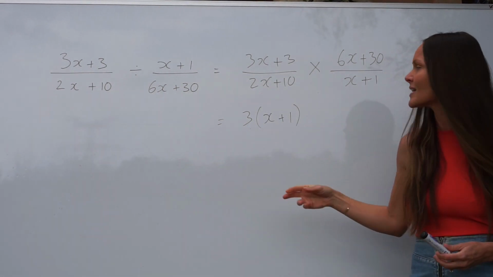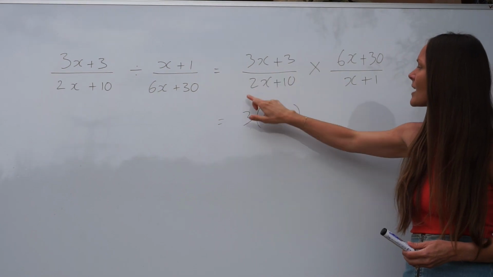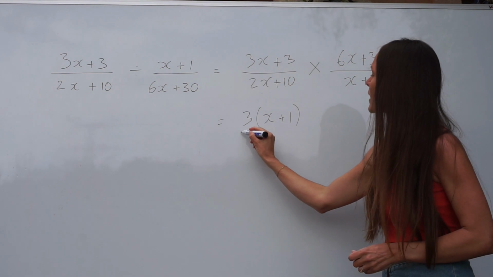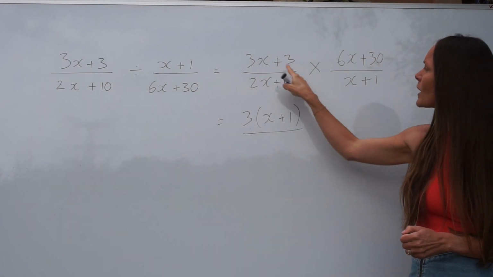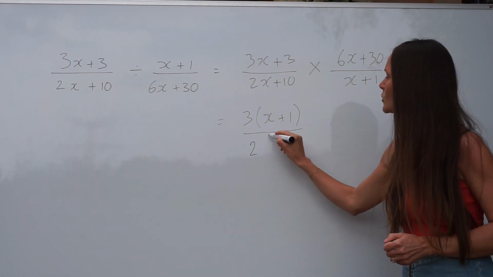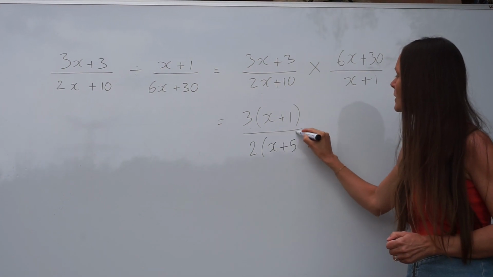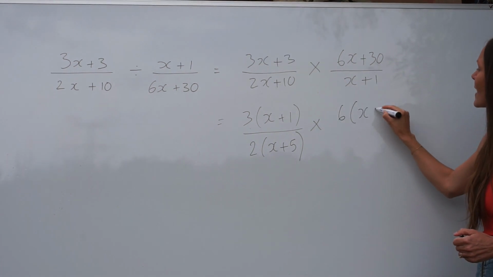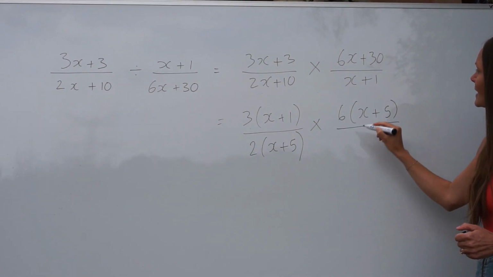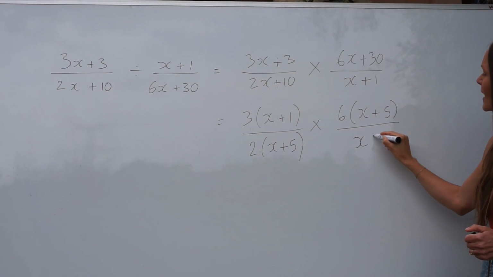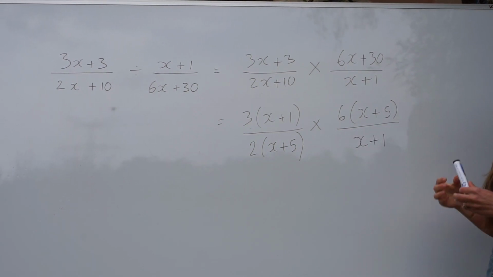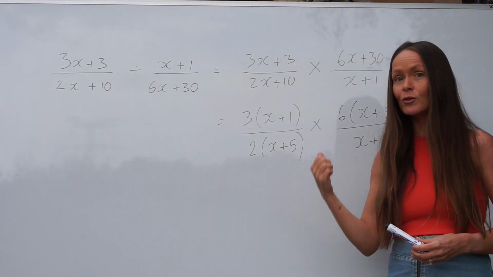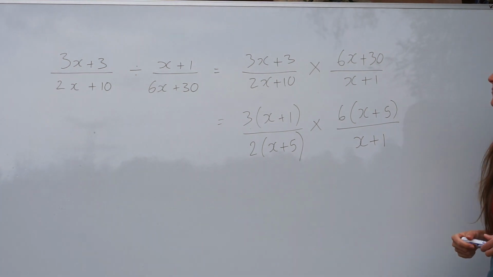Can you see it's still the same thing? 3 times x is 3x and 3 times 1 is 3. So I factorised the numerator, and you have to do that all the way through the question. If I factorise this denominator, I get 2 brackets x plus 5. And over here, if I factorise the numerator, I get 6 brackets x plus 5. And underneath, I can't factorise this, it just stays as x plus 1. If you need help with factorising, I do have another lesson on that, so you might want to go practice that if you're not sure about what I just did here.